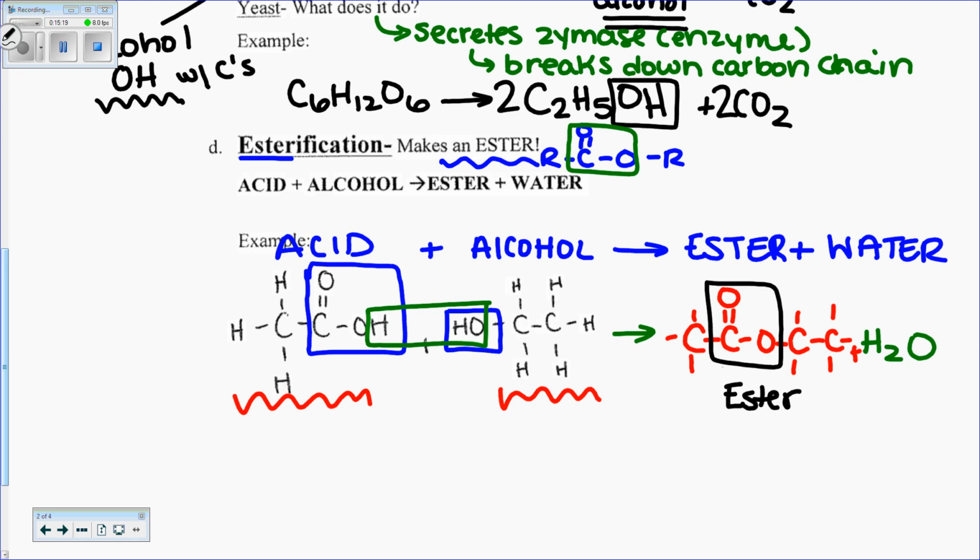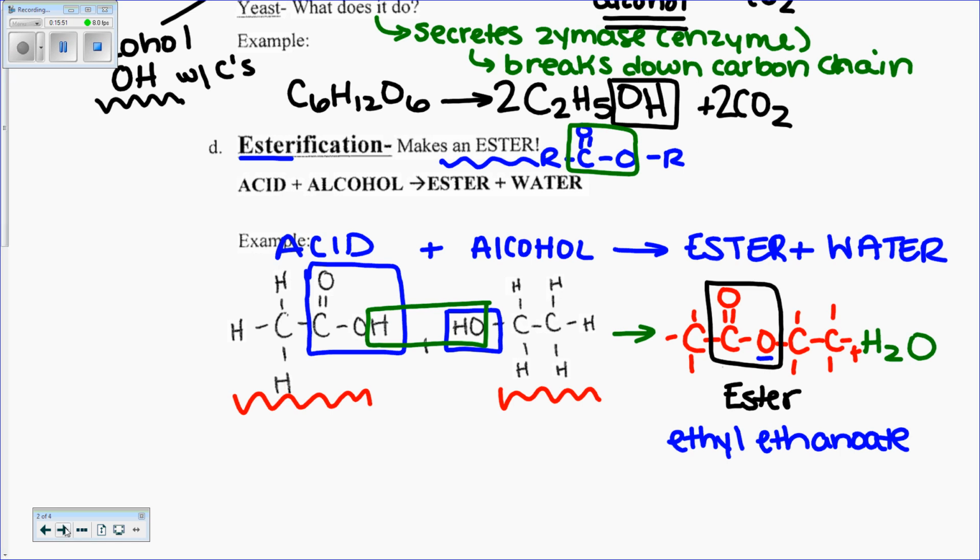If we want to practice naming that, I would say, okay, I'm going to name the group on the side first. So I have two C's that are connected to this O right here. So two C's, so that would be an ethyl. So ethyl, two C's there, and OH. Ethyl, and OH. Water. So esterification will make an ester.